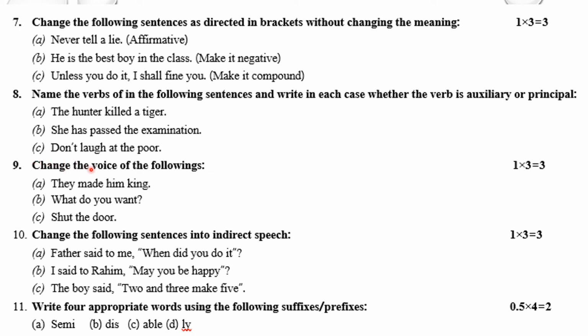Number 9, change the voice of the following. They made him king, and we have to change the sentence into passive. If you get the sentence in active form, you have to make it passive form, and when you get it in passive form, you have to make it active form. Okay, any type of form may be given in the question paper.